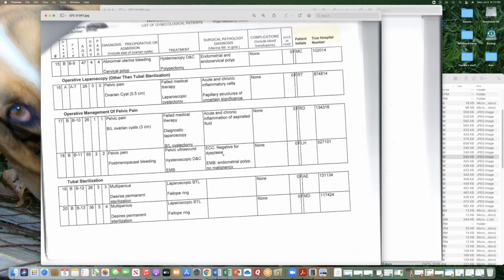Yeah, so really for this patient, let's assume we did the endometrial biopsy in the office. I would put EMB dash benign, or in this case, EMB endometrial polyp dash benign. And then the hysteroscopy D&C probably had its own pathology, like the ECC, because you probably did a fractional D&C. So the ECC, you could just put benign. You don't need to put negative for dysplasia. It's more verbiage, but it's not wrong by any means, of course.